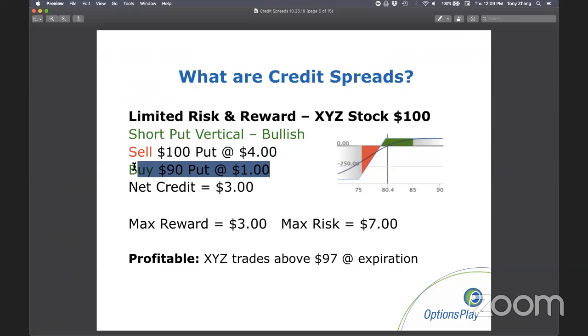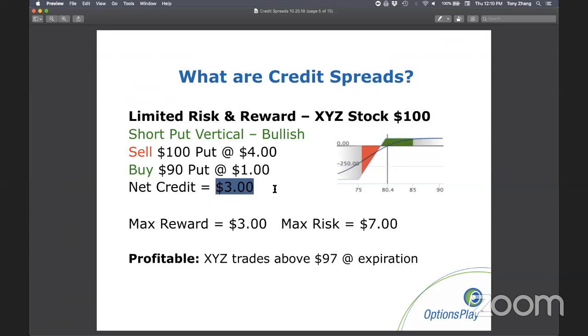Because selling a put has unlimited risk, and I don't want unlimited risk on this type of strategy, I'm going to buy a lower put, let's say a $90 put, and that costs me, let's say, $1. So my net credit on this trade is $3, because I'm collecting $4 on the short 100 put, and then I'm paying $1 on the long $90 put.